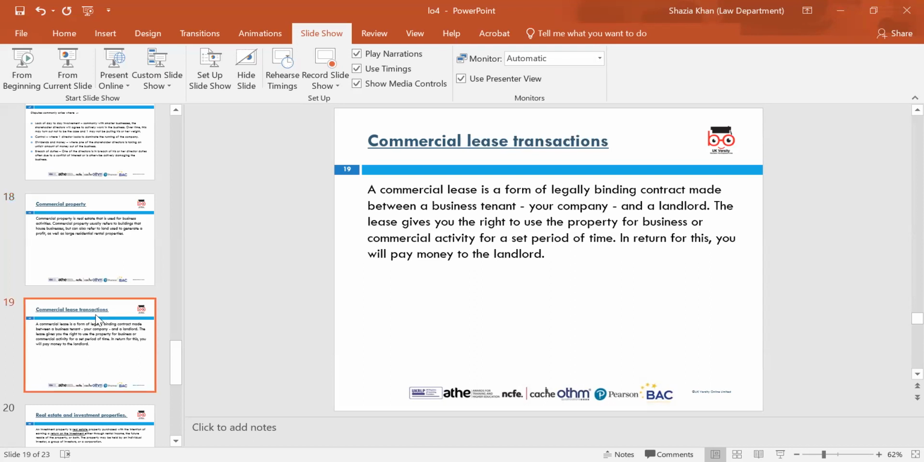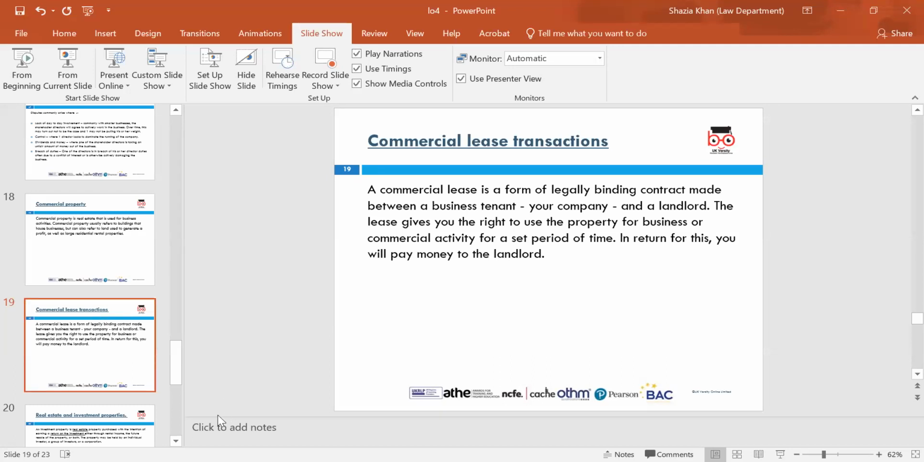Commercial lease transactions. A commercial lease is a form of legally binding contract made between a business tenant, your company, and a landlord. The lease gives you the right to use the property for business or commercial activity for a set period of time. In return for this, you will pay money to the landlord.